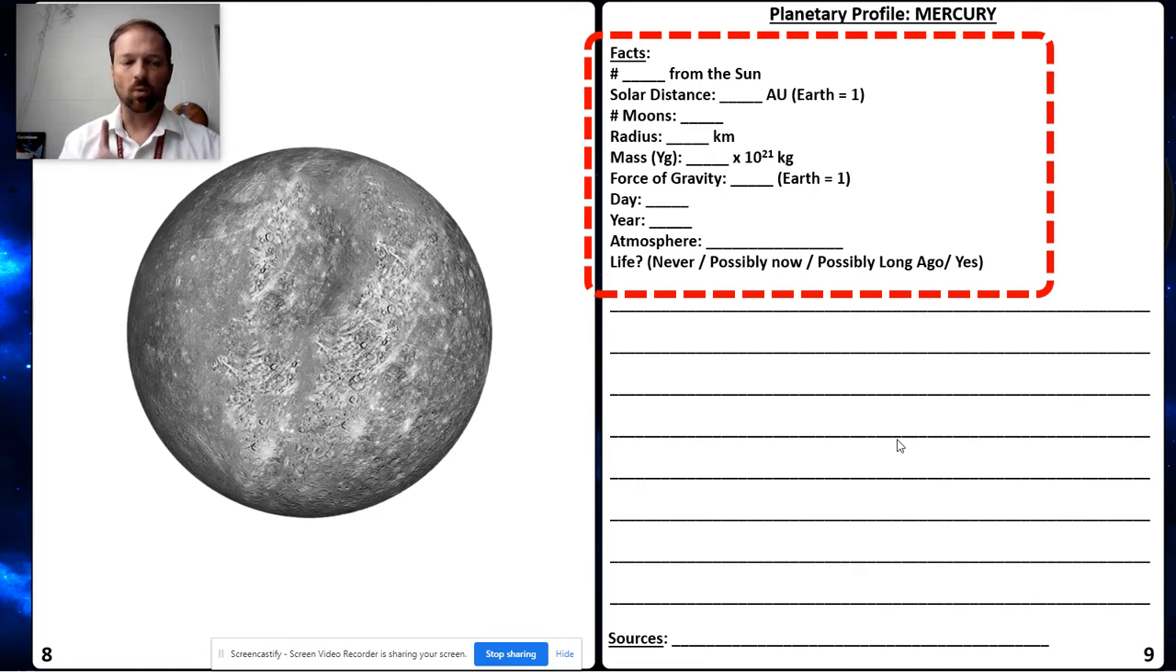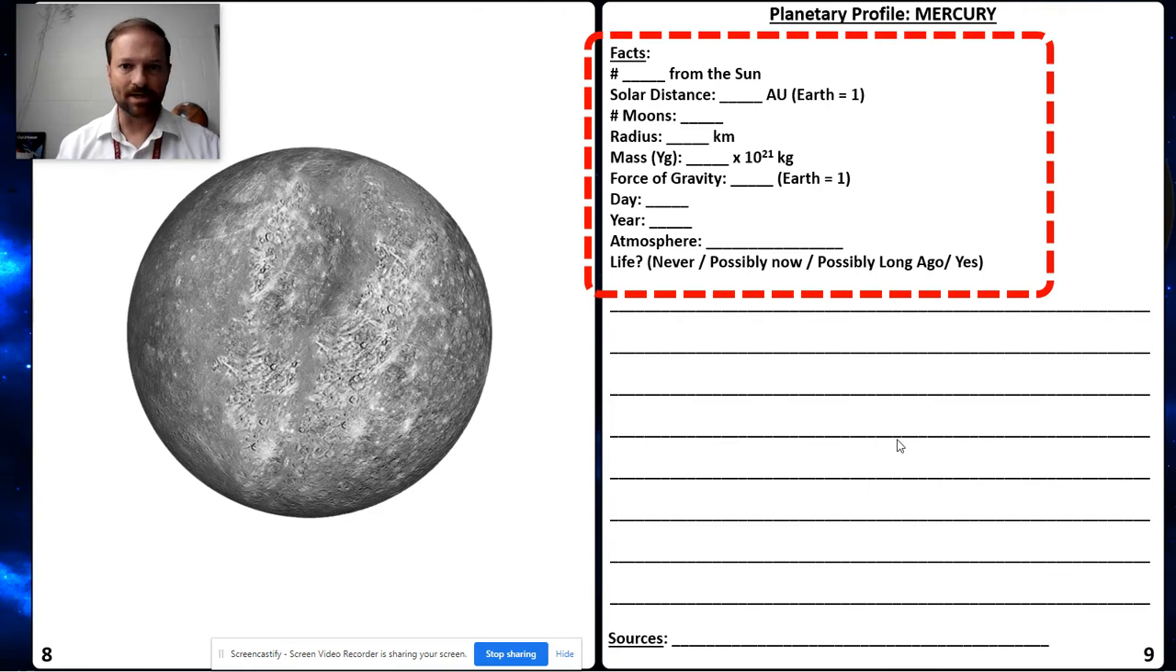Force of gravity. 1 Earth gravity, or 1 G, is the standard for Earth. So for Mercury, it'll be less than 1 G. For Jupiter, it'll be 2.5 Gs or more. You have to look it up and find the exact number. Research it and find it. Day. How long is Mercury's, and every planet's, day? One time where it spins on its axis. And how long is its year? One trip around the sun. That's a day. That's a year. These numbers you research may surprise you.